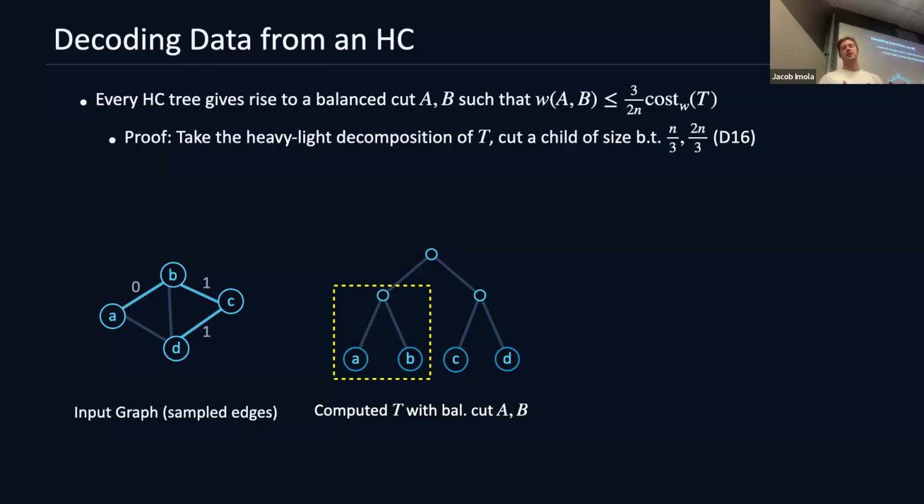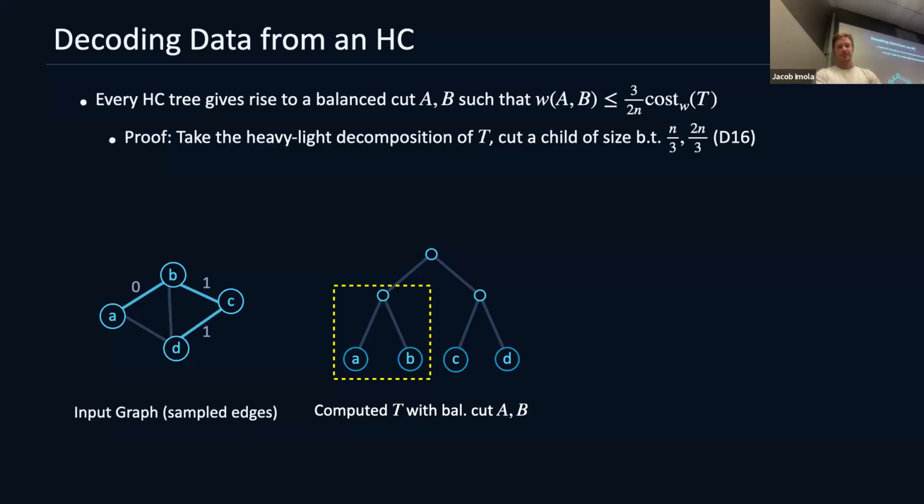You take the heavy light decomposition and you just cut a child or a subtree that has the desired balanced cut size. So the decoder is going to take this computed tree. The hierarchical clustering cost blows up the weights by up to n. So it's a sum of edge weights times a number up to n, the size of the subtree.